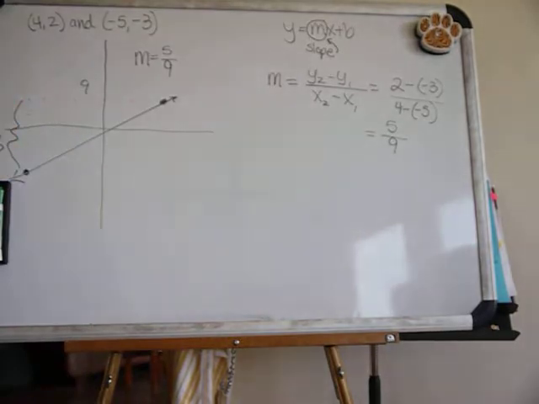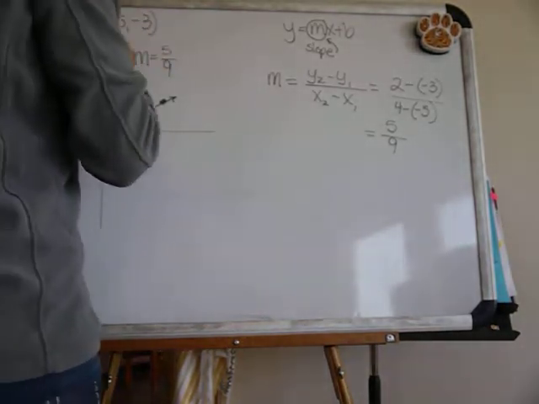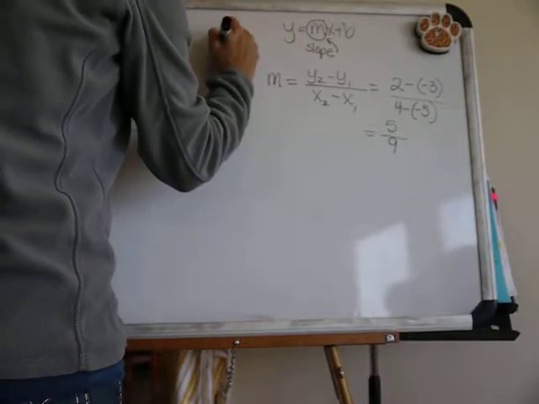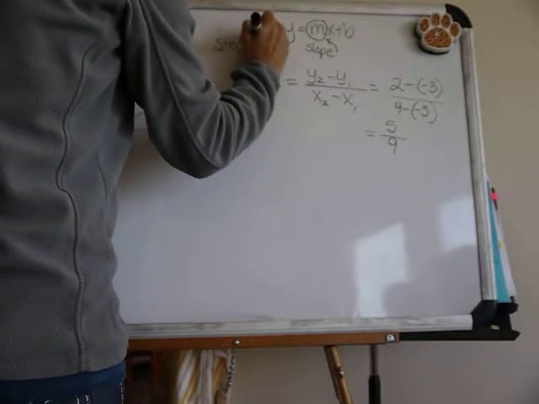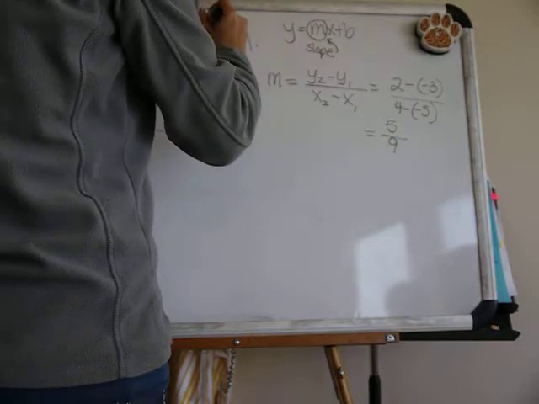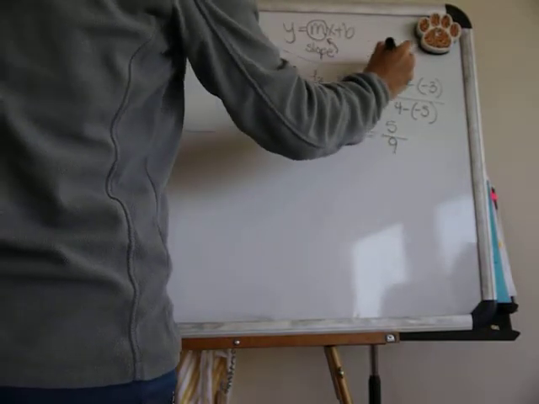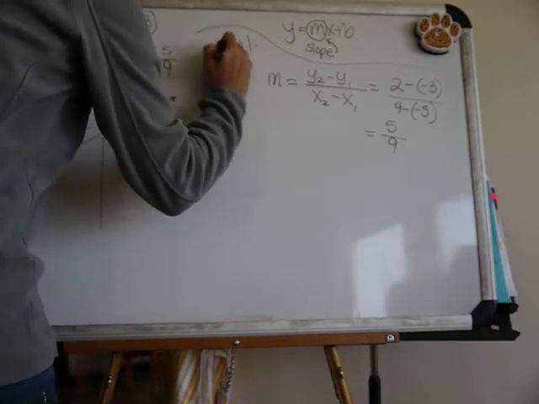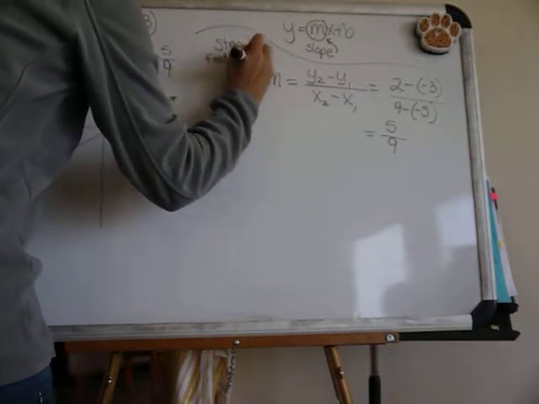Okay, so step 1, when you are finding the equation of a line between 2 points, you definitely want to do this part, what I have written here. Step 1 is find the slope.